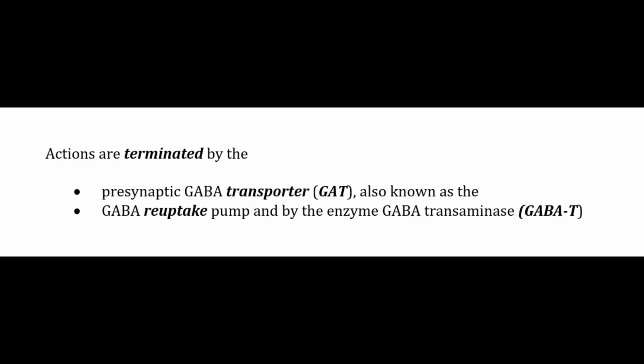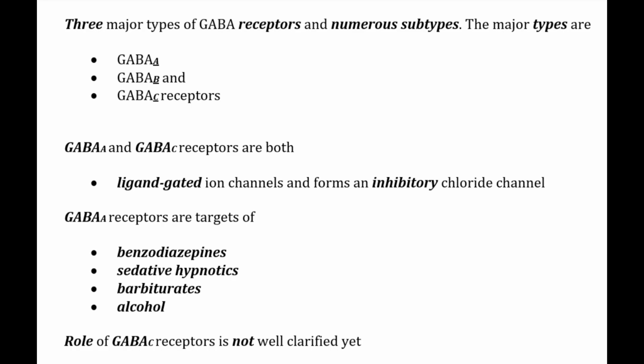And its actions are terminated by the presynaptic GABA transporter, also known as the GABA reuptake pump, and the enzyme GABA transaminase. There are three major types of GABA receptors and numerous subtypes. The three major types are GABA-A, B, and C. A and C receptors are both ligand-gated ion channels and form an inhibitory chloride channel. GABA-A receptors are targets of benzodiazepines, sedative hypnotics, barbiturates, and alcohol. The role of GABA-C receptors is not well clarified yet.